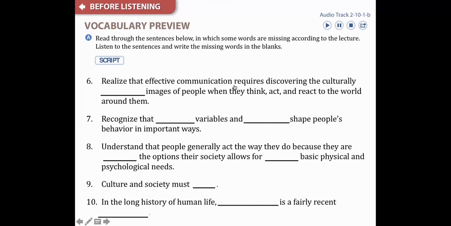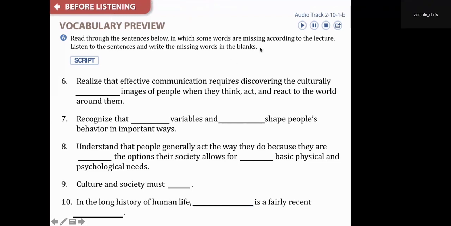Nine. Culture and society must coexist. Ten. In the long history of human life, multiculturalism is a fairly recent phenomenon. Okay, and one more time.